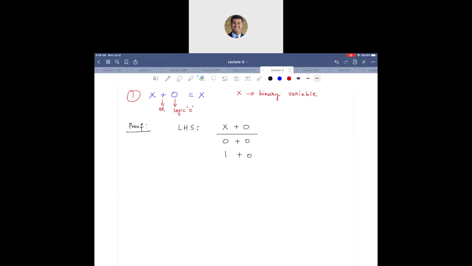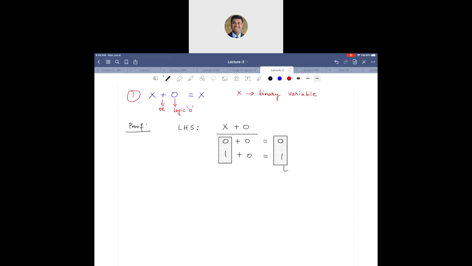So if I evaluate my left-hand side, what do I have? 0 or 0. False or false is false. And true or false is true. Now, if you can see this, this is exactly the same as, so if you compare this particular column and that, what do you have?